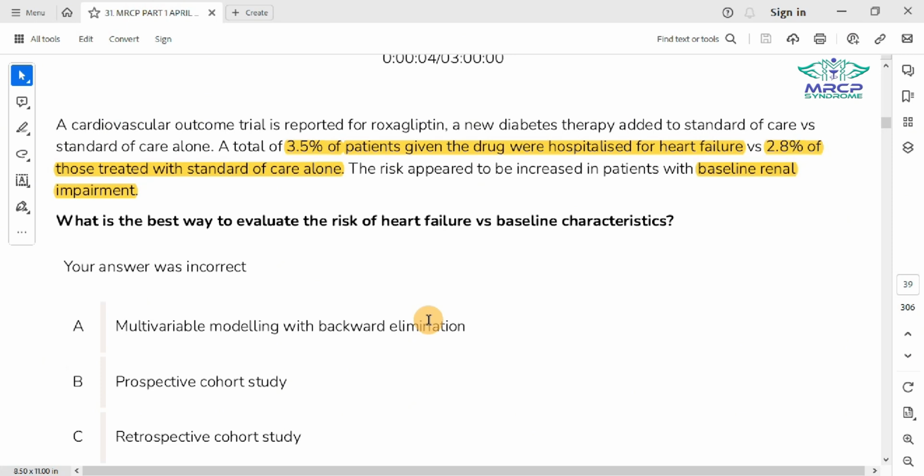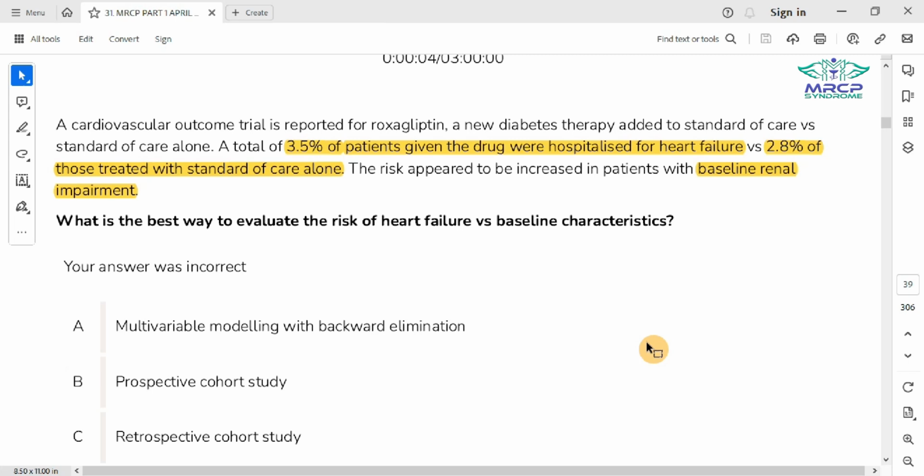A cardiovascular outcome trial is reported for saxagliptin, a new diabetic therapy added to standard of care versus standard of care alone. A total of 3.5% of patients given the drug were hospitalized for heart failure versus 2.8% for those treated with the standard of care alone. The risk appeared to be increased in the patient with the baseline renal impairment. So the best way to evaluate the risk of heart failure versus the baseline characteristics, what is?